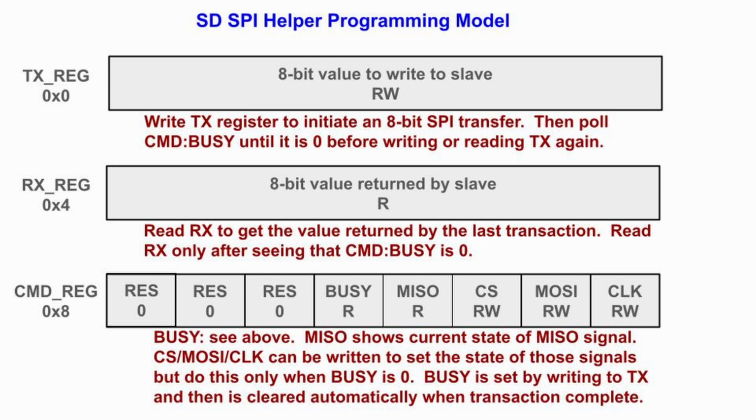Before a quick look at the Verilog, here's a reminder of the programming model that the hardware I implemented provides to the software. Software starts an 8-bit transaction by writing a byte to the TX register. That causes the busy bit in the command register to go high. When the transaction is done, busy returns to low and software reads the reply bits from the RX register. The command register also has 4 bits to allow access to the SPI signals, MISO, CS, MOSI, and clock.